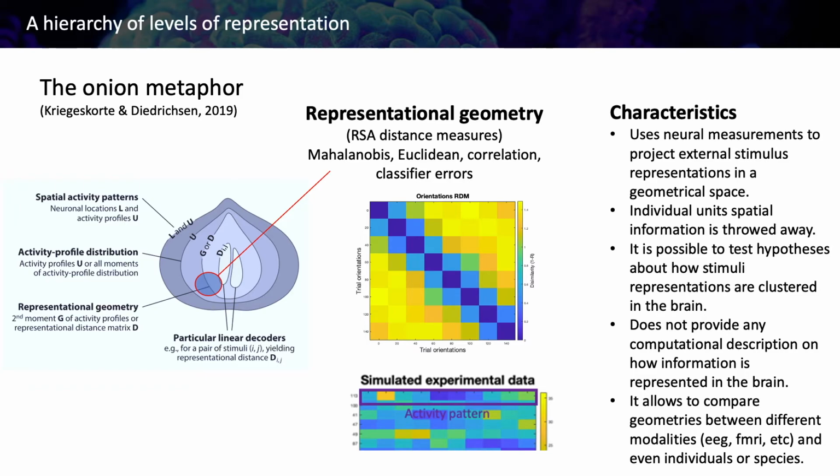And what is very cool about representational similarity is that it allows you to compare the geometries between different modalities. And when I refer to modalities, I refer to EEG, fMRI, or single cell recordings. And it can also allow you to compare between different individuals or species.